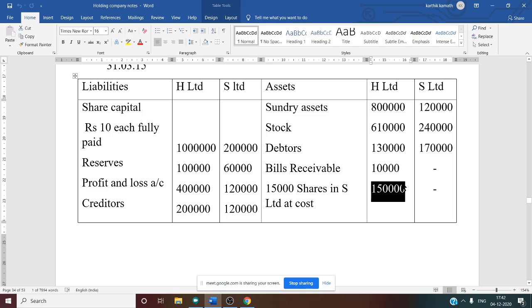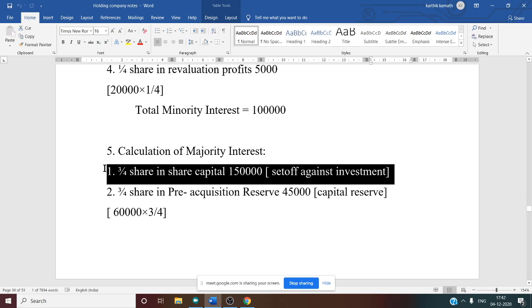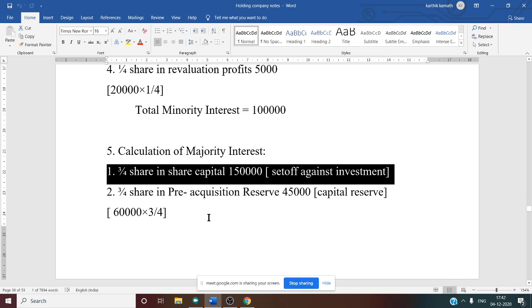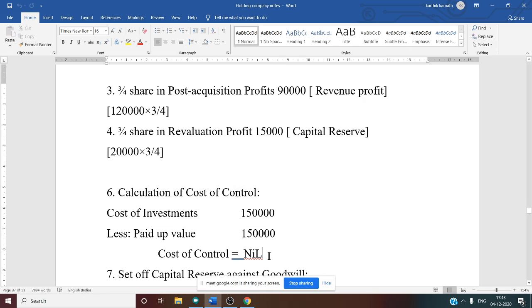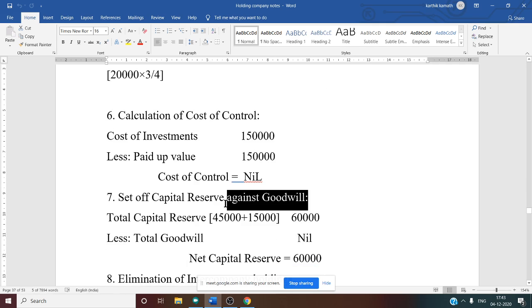majority interest. First point, see this is a paid up value 1,50,000. So here calculation of cost of control is nil. That is cost of investment also 1,50,000. Paid up value also 1,50,000. So cost of control becomes nil. That is working note number 6. After this you have to set off capital reserve against goodwill.